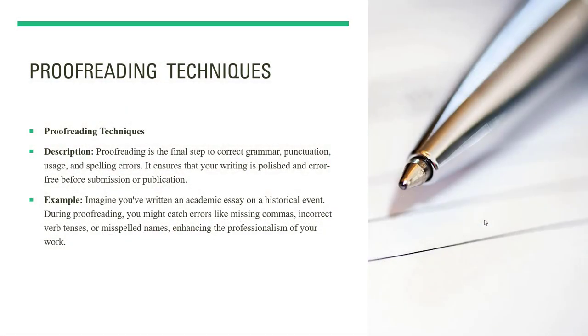Proofreading is the final step to correct grammar, punctuation, usage, and spelling errors. It ensures that your writing is polished and error-free before submission or publication. Imagine you've written an academic essay on a historical event. During proofreading, you might catch errors like missing commas, incorrect verb tenses, or misspelled names, enhancing the professionalism of your work.